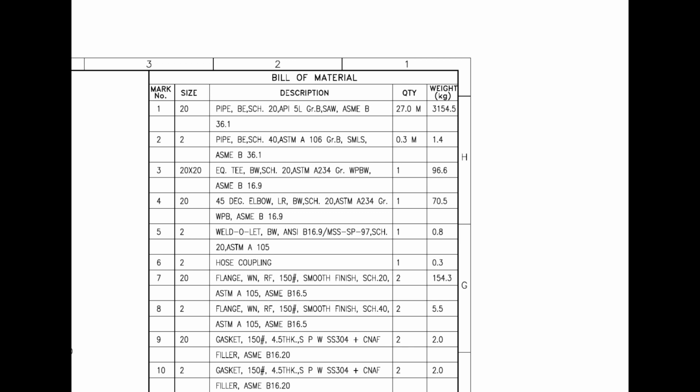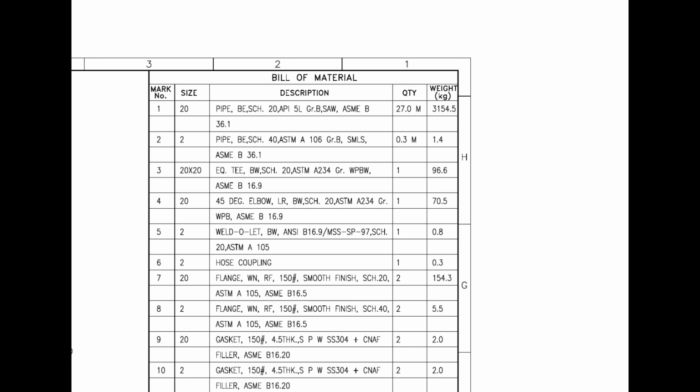Mark number 3 is an equal T, and BW stands for butt weld. Mark number 4 is a 45 degree large radius elbow. Mark number 5 is a weldlet. Mark number 6 is a hose coupling. Mark number 7 is a weld neck flange with raised face.